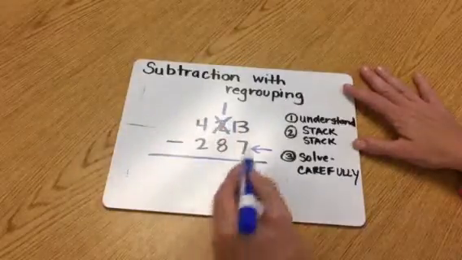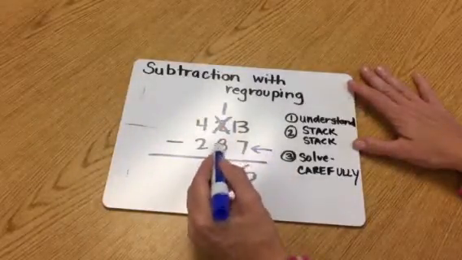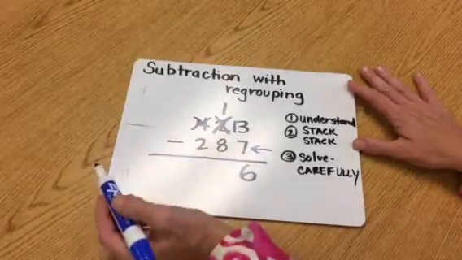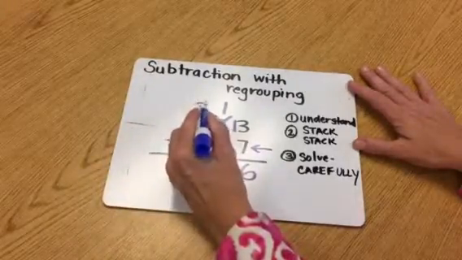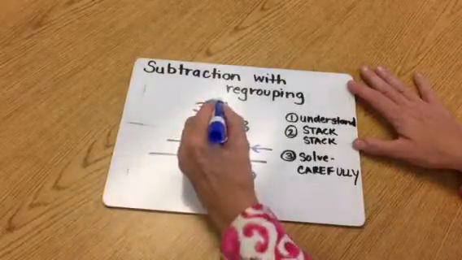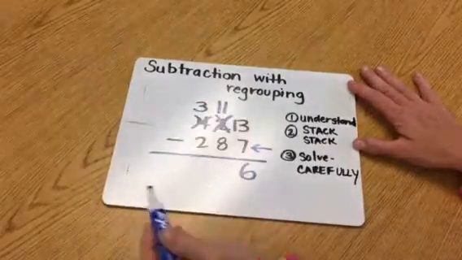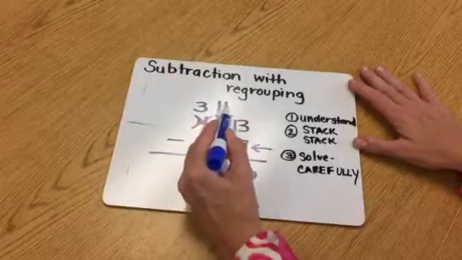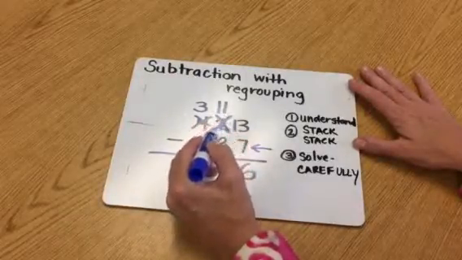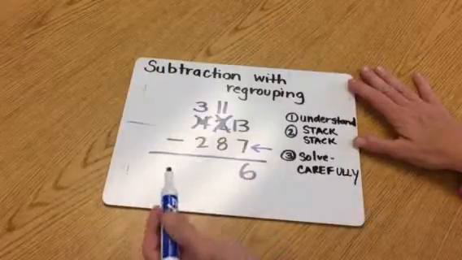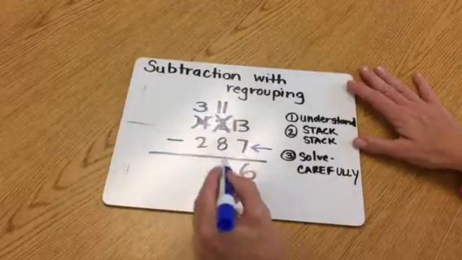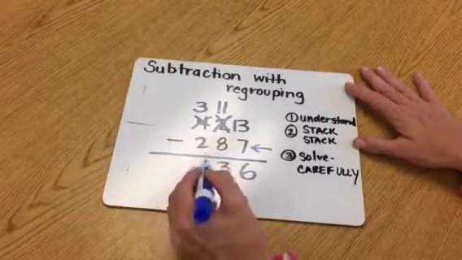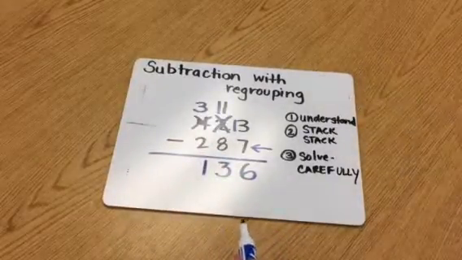1 take away 8, we can't do that because again there is more on the floor, so we need to go next door. We cross off our 4 and borrow 1. The 4 becomes a 3, and we take that 1 that we borrowed and we squeeze it next to the 1 over in the tens place, making sure that they have crossed this out so that they don't accidentally put it in front of the 2. So now we have 11 minus 8 is 3, and 3 minus 2 is 1, and their answer is 136.